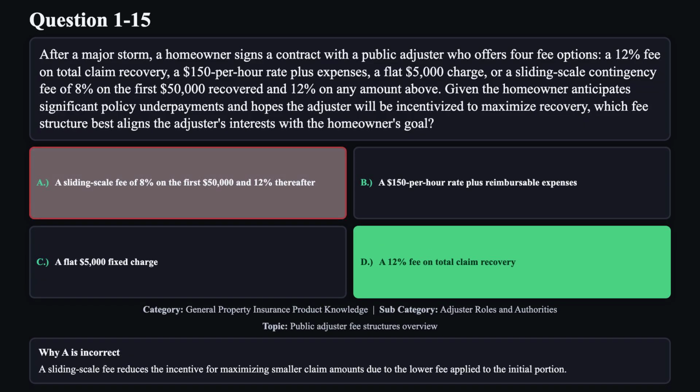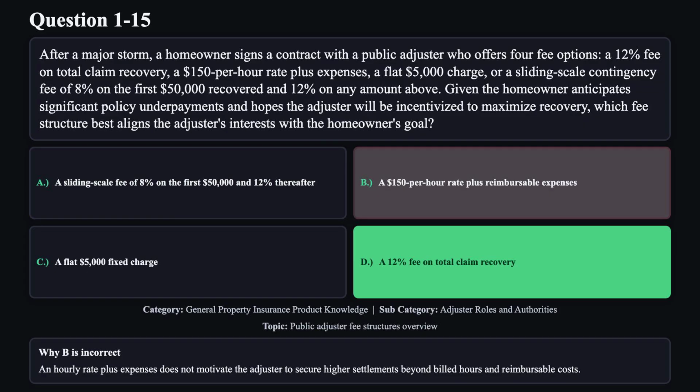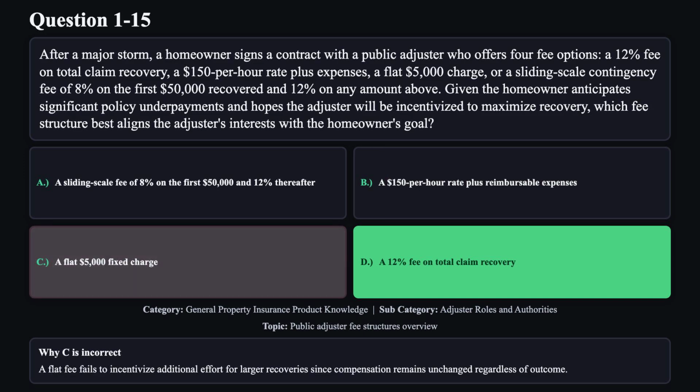Reason A is not correct. A sliding scale fee reduces the incentive for maximizing smaller claim amounts due to the lower fee applied to the initial portion. Reason B is not correct. An hourly rate plus expenses does not motivate the adjuster to secure higher settlements beyond billed hours and reimbursable costs. Reason C is not correct. A flat fee fails to incentivize additional effort for larger recoveries since compensation remains unchanged regardless of outcome.